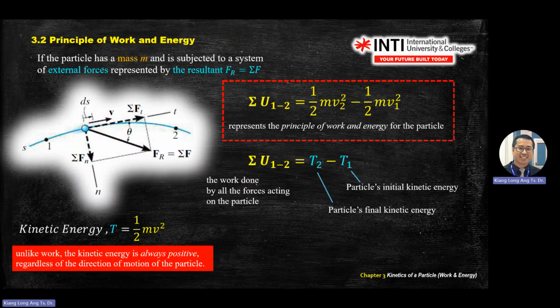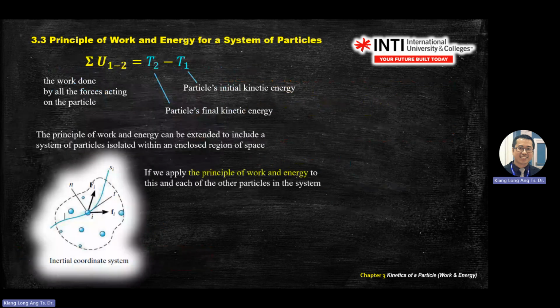Unlike work, kinetic energy is always positive. Why? Even though the velocity vector is negative, when you square it, you still get a positive value. And it's in motion, so when there's motion, you'll get positive. The rest is just application of what is elaborated here.